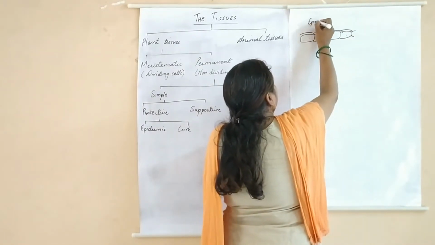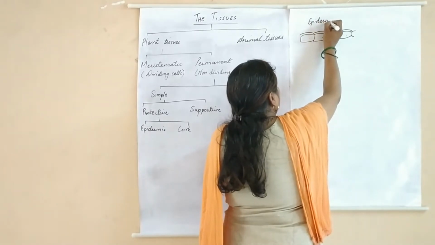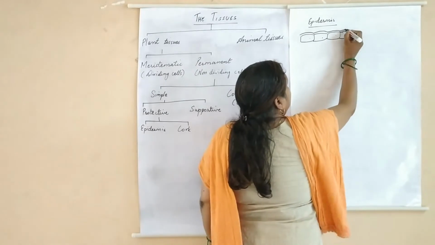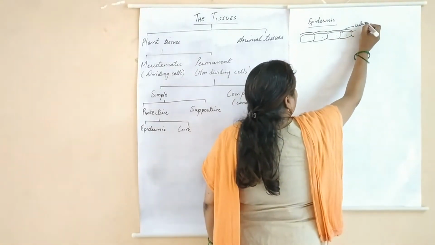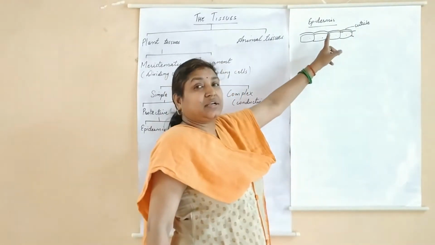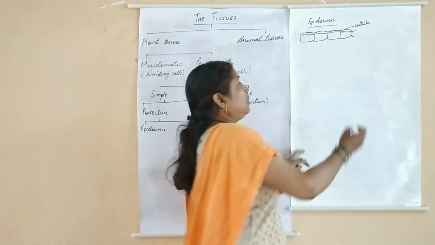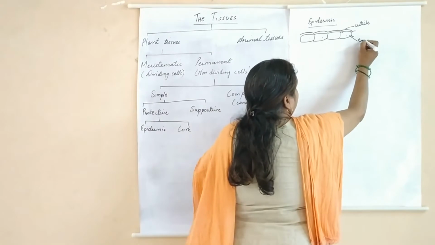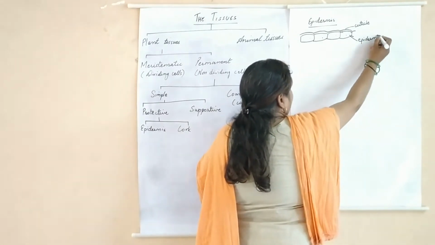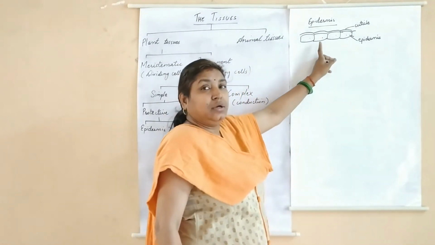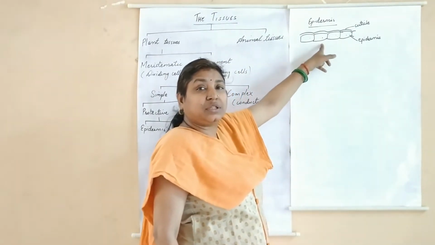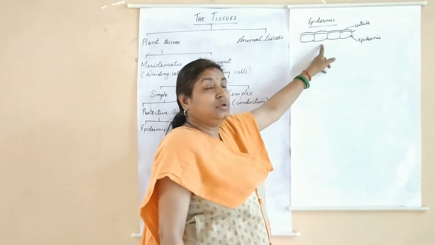This is your epidermis. This waxy coating is known as cuticle, and this single layer of cells is known as epidermis. So they provide protection to plants by covering the external part of the plant.